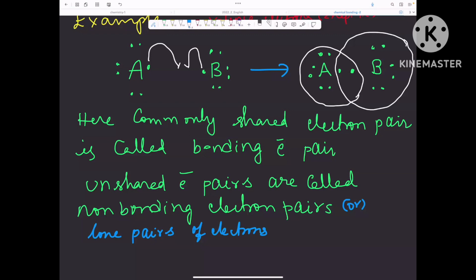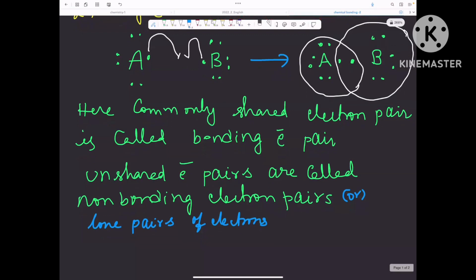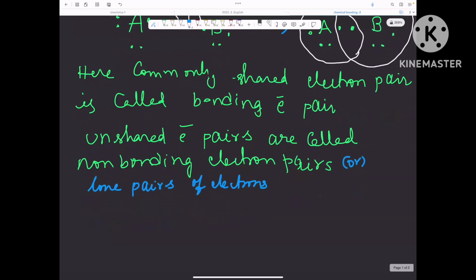So lone pairs of electrons, or non-bonding electrons, are not involved in the bonding. They are not involved in the bonding. Okay. The next point.